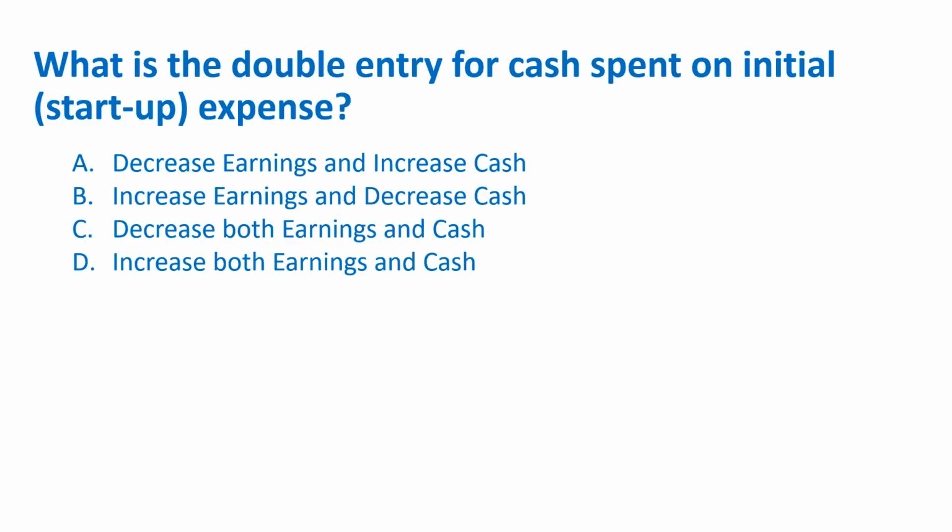So that means it's a loss. It's eating your earnings. So earnings is going to come down, right? So decrease both earnings and cash. Right? So note, the moment you said cash spent, it can't be increased cash, right? And so D is out, A is out, right? It's decreased cash. But then on initial expense, so it is an expense, so it can't increase earnings, it has to decrease earnings. Okay.